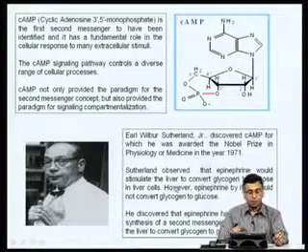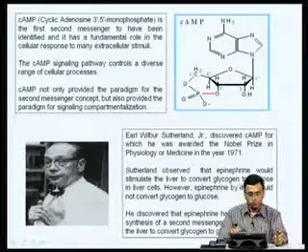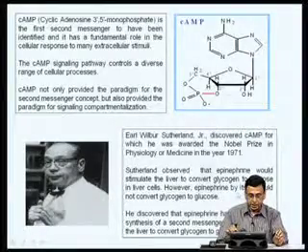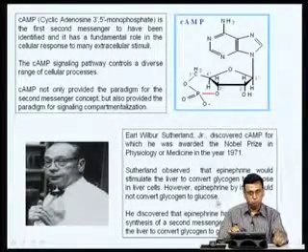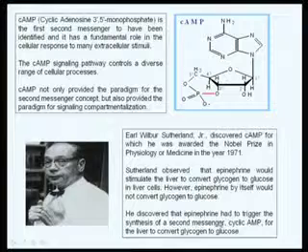Now, Sutherland observed that epinephrine would stimulate the liver to convert glycogen to glucose in liver cells, but epinephrine by itself would not convert glycogen to glucose, which means epinephrine is doing this job indirectly. Then he discovered that epinephrine has to trigger the synthesis of the second messenger cyclic AMP for the liver to convert glycogen to glucose.